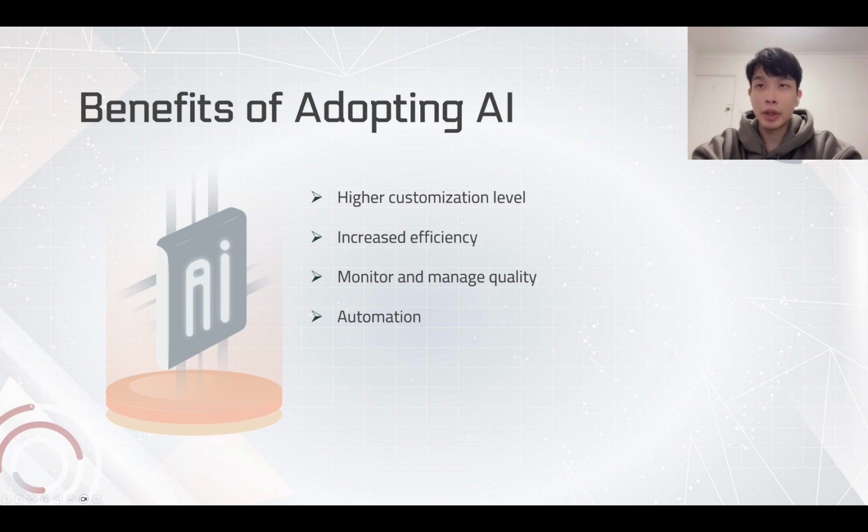There are also some benefits of implementing AI in a manufacturing company. Customization. AI can allow manufacturers to better know the needs of customers and customize products to meet their needs. Increase efficiency. AI can give suggestions for the production process to reduce downtime and optimize resource allocation. Monitor and manage quality. AI can help manufacturers to monitor the production line, identify defects, and analyze root causes for improvements. Automation. It allows automation equipment to perform more complex tasks and helps manufacturers to save labor costs.